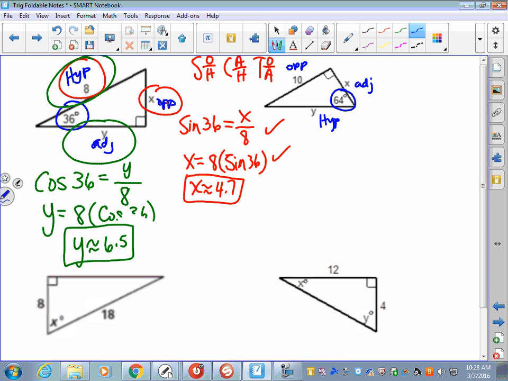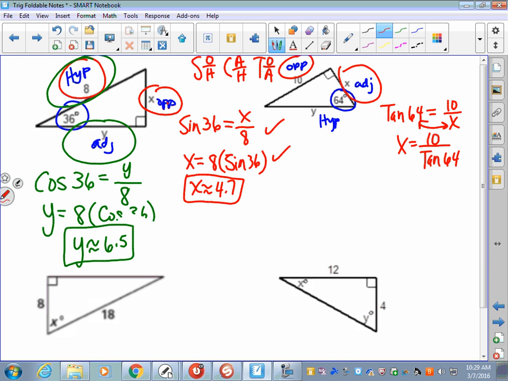So for x, which one are you doing, x or y? You have to pick the variable first. If I focus on x, that would be adjacent and opposite. That would be tangent. So I would write tangent of 64 equals opposite over adjacent, 10 over x. Now notice where the variable is. It's on the bottom. So when it's on the bottom, we just switch these two. X equals 10 divided by tangent of 64.